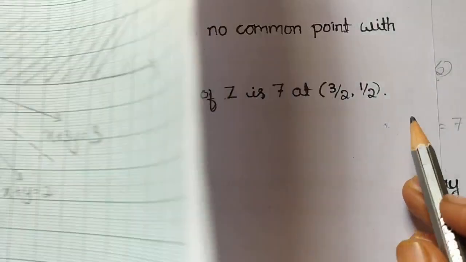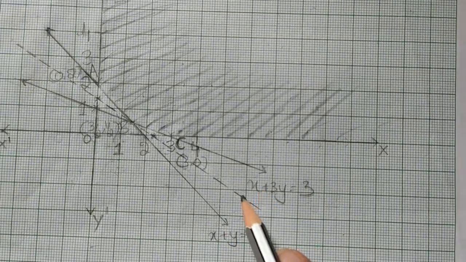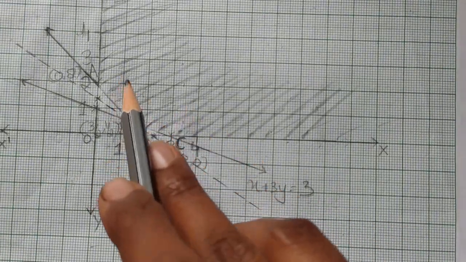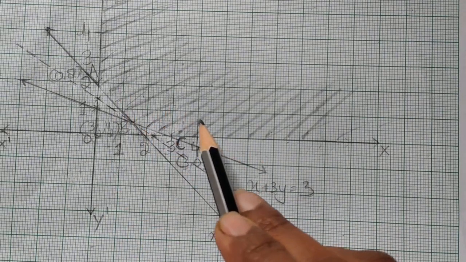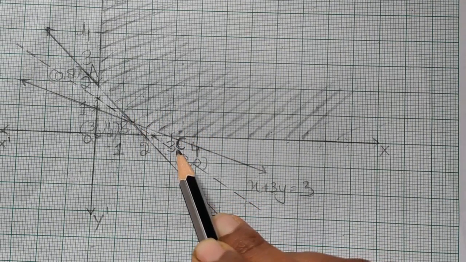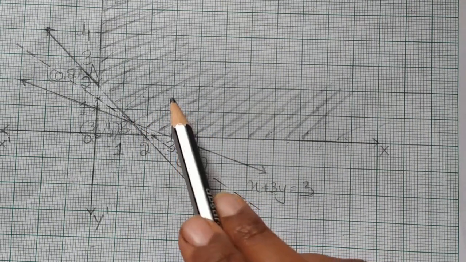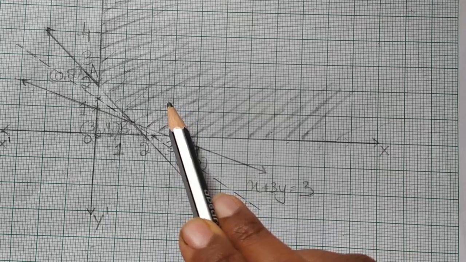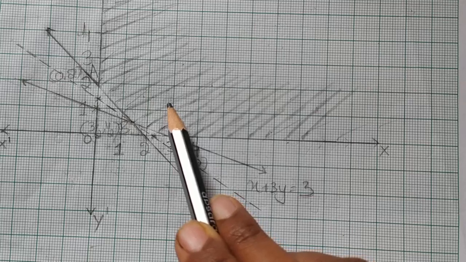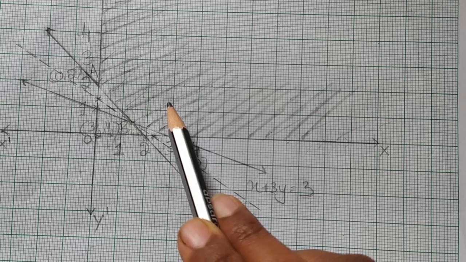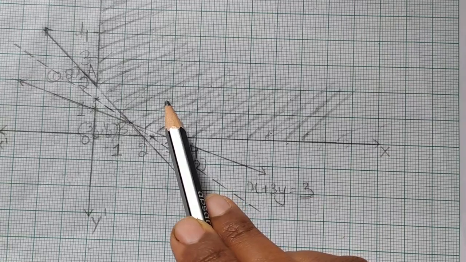Suppose the solution of this inequality lies above the line. Then the feasible region will have common points with the inequality, and hence there exist points in the feasible region for which z will have a value less than 7. In that case, 7 will not be the minimum value of z, and we conclude that z has no minimum value in the feasible region. This is the method for an unbounded feasible region.